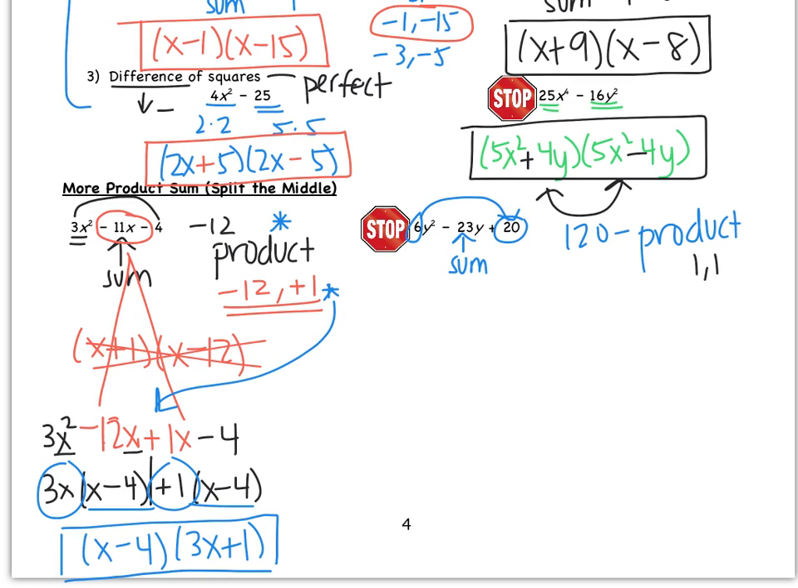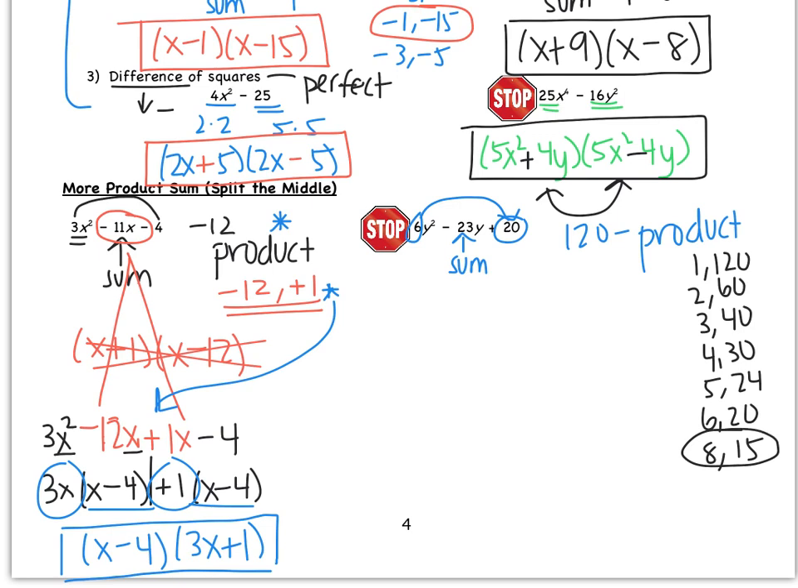We get 1 and 120, 2 and 60, 3 and 40, 4 and 30, 5 and 24, 6 and 20, 7 doesn't go in, 8 and 15. Now, hopefully we recognize at this point that 8 and 15 is what we want. In this case, we want negative 8 and negative 15.